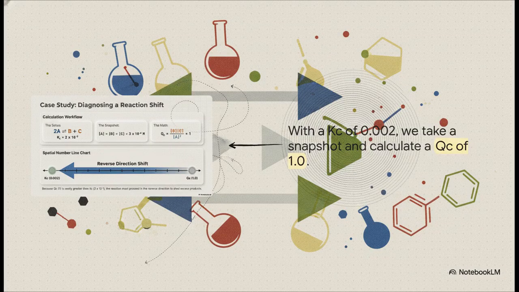Okay, check out this case study. Our destination, Kc, is a pretty small number, 0.002. Now, at some random moment, we take a snapshot and we find that all 3 chemicals in our mix have the exact same concentration. So we plug those numbers into our Qc formula, products on top, reactants on the bottom. And this is important. See that 2 in front of the reactant in the equation? That becomes an exponent in our formula, so we have to square it. When we do the math, it gives us a Qc value of exactly 1.